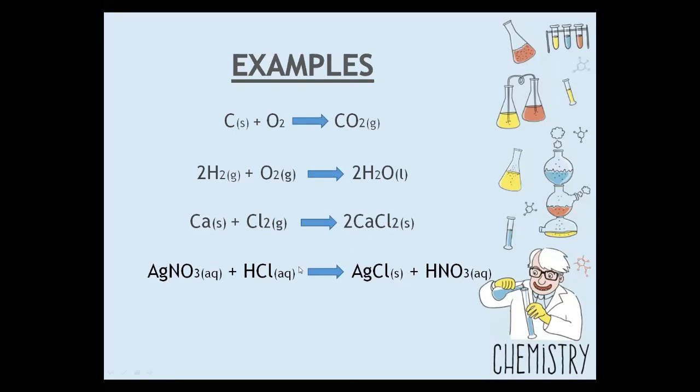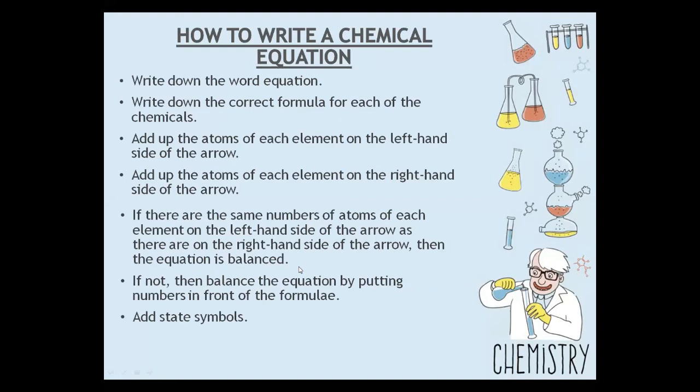Now we will move to the next. How to write a chemical equation? To write a chemical reaction, we should follow these instructions. First, write down the word equation. What is a word equation? For example, hydrogen reacts with oxygen and steam is formed. This is a word equation.